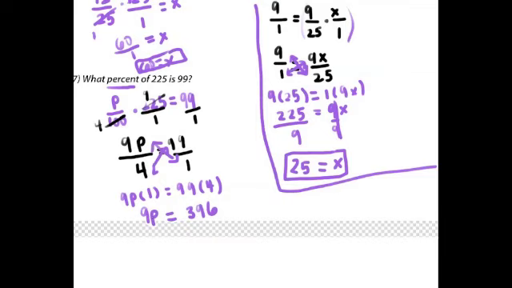We got to get this p by itself, so let's divide by 9. Remember that these 9's cancel, and so we end up with 396 divided by 9, which is going to give us 44. So remember our p is 44, so let's just make this 44%, because that's what we were solving for, what percent.